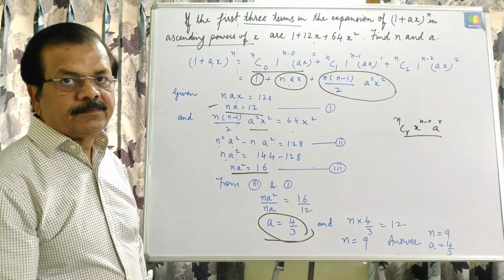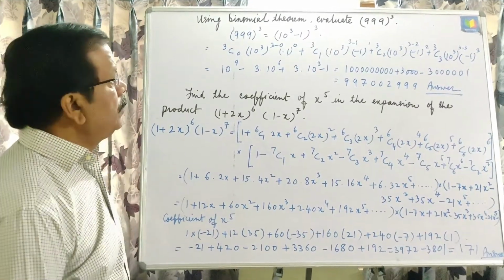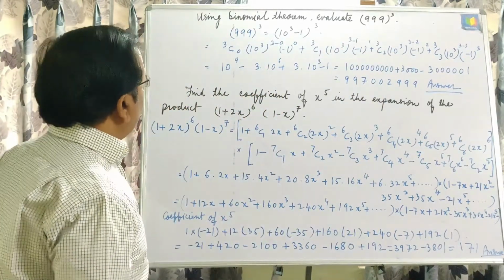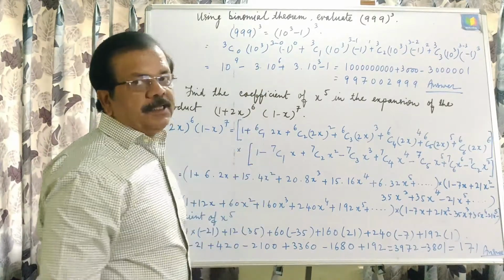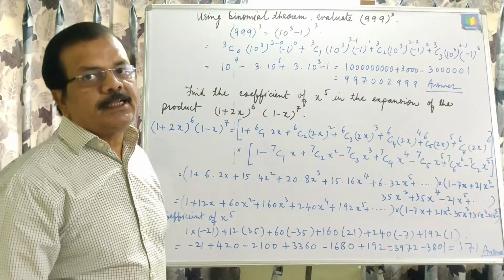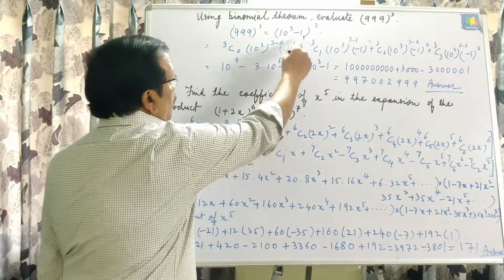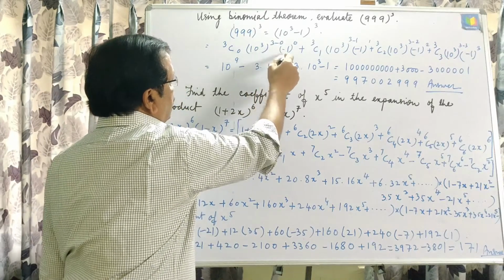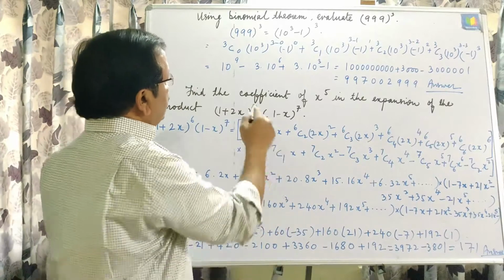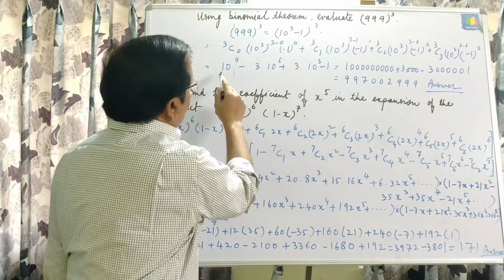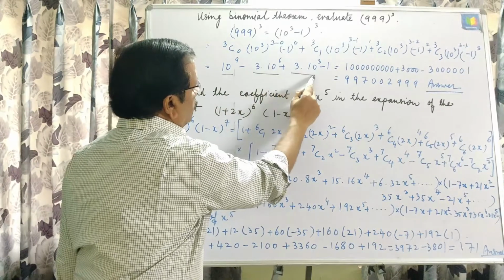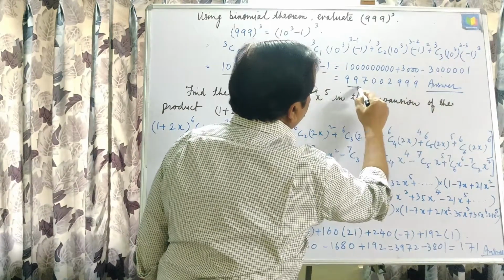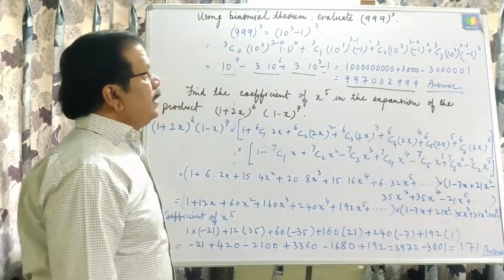Now next question. Using binomial theorem, evaluate 999 to the power 3. Okay. Now 999 can be written as 1000 minus 1, that is 10 to the power 3 minus 1, to the power 3. Then expanding this again, nC0 x to the power n minus 0, a to the power 0, we are getting these three terms as 10 to the power 9 minus 3 into this plus 3 into this minus 1. And then after simplifying, we are getting this digit, and this is the answer.